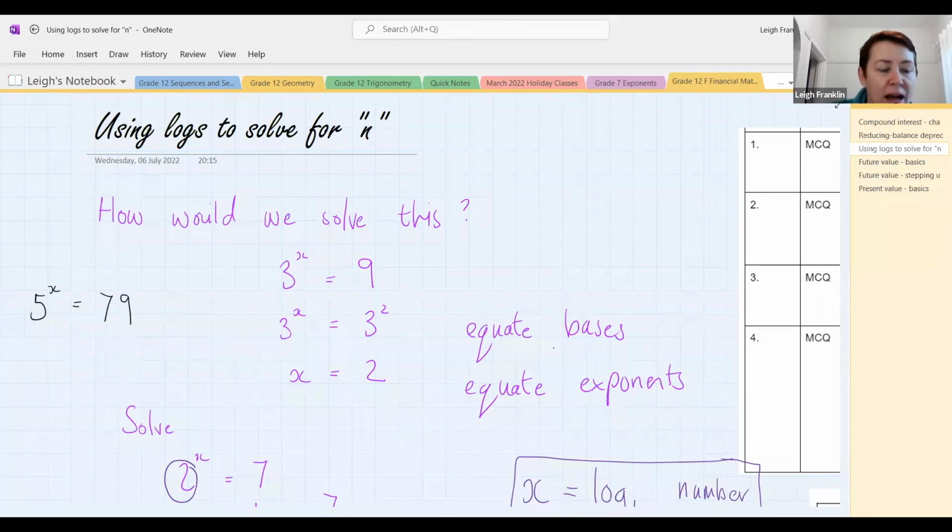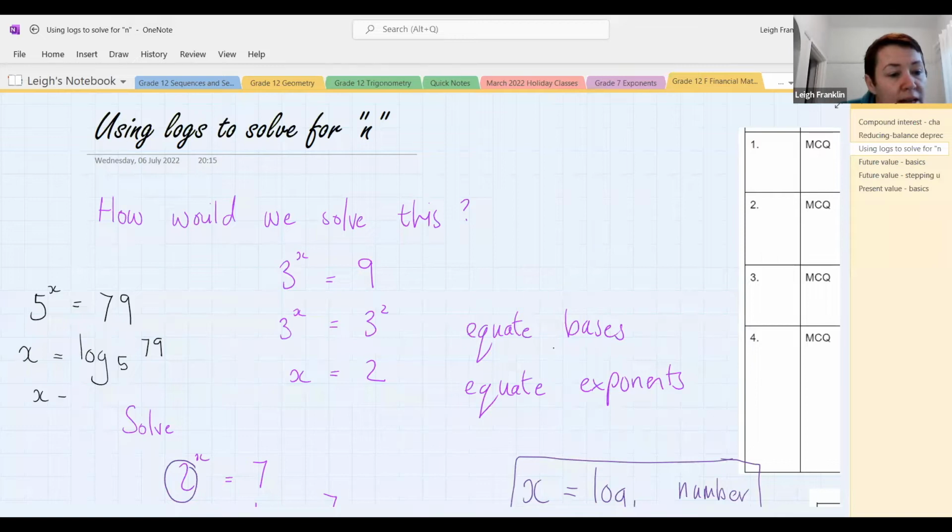What I'm going to do is use these numbers in the following way. The 5 is my base. The x is my exponent. That's what I'm solving for. The 79 is my number. So I write that my exponent is equal to the log of the base 5 of 79. And that's literally how you put it into your calculator. You're going to press log, pop in the 5, the base, scroll across, put in the 79 and press equals. And that is your exponent to however many decimal places you choose.